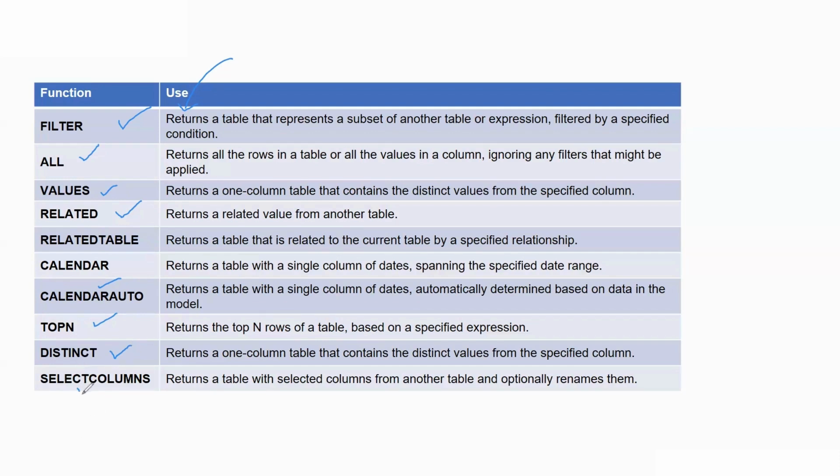Then we have select columns. This is used if you want to select some specific columns from a table and then create a new table out of it. Occasionally, you can also rename those columns. For example, let's say there is product name, and you don't want it to appear as product name. You want it to appear as just product. You can do that with the help of this select columns function.